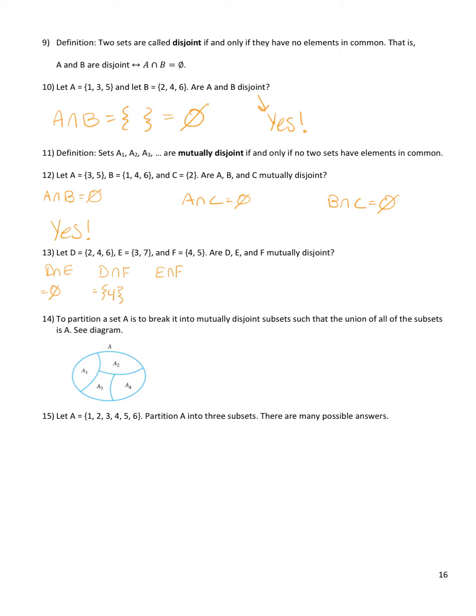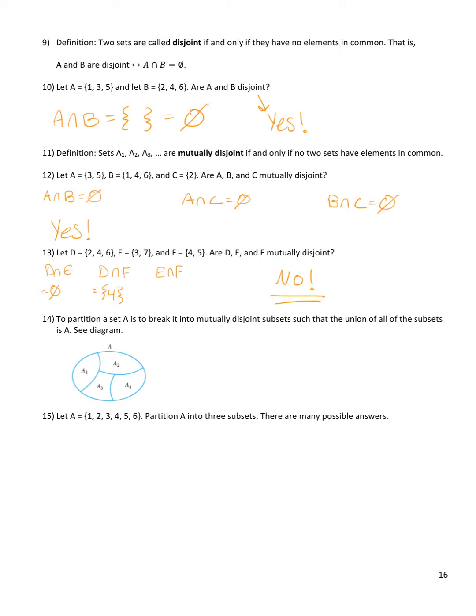And I don't even need to check the last one. If I find any set of 2 that are not disjoint, where their intersection is not empty, then the 3, D, E, and F, are not mutually disjoint. They have to all be empty to say that the 3 are mutually disjoint.